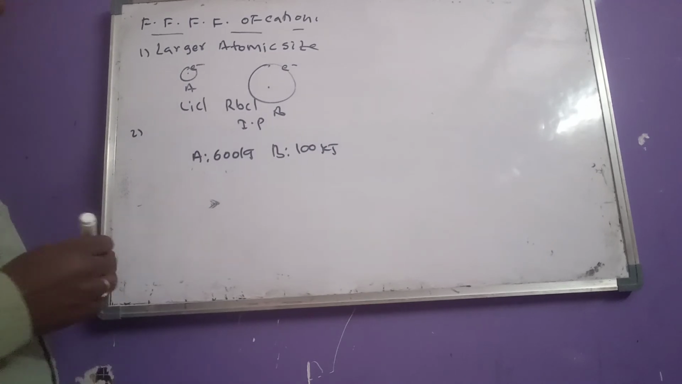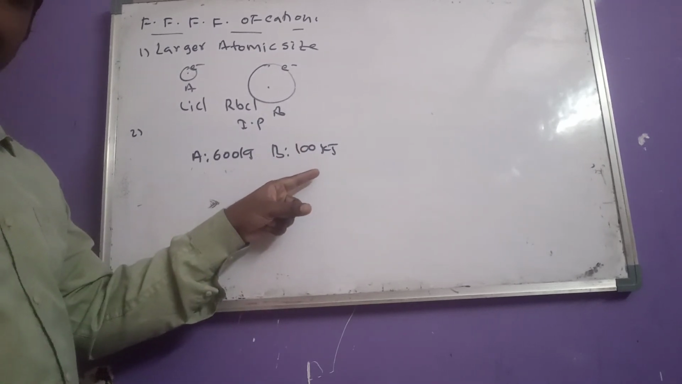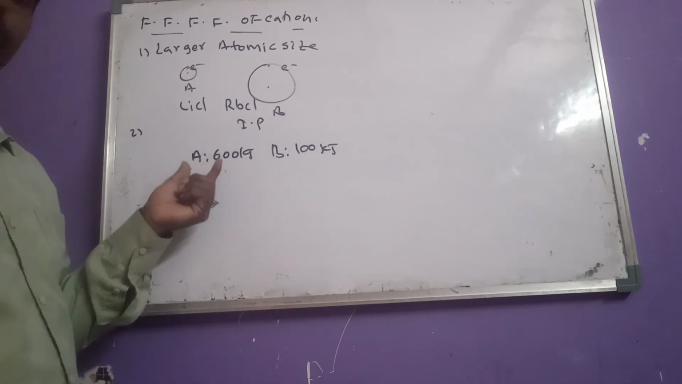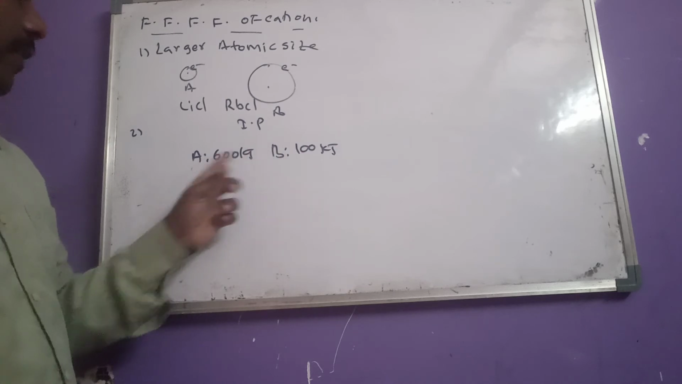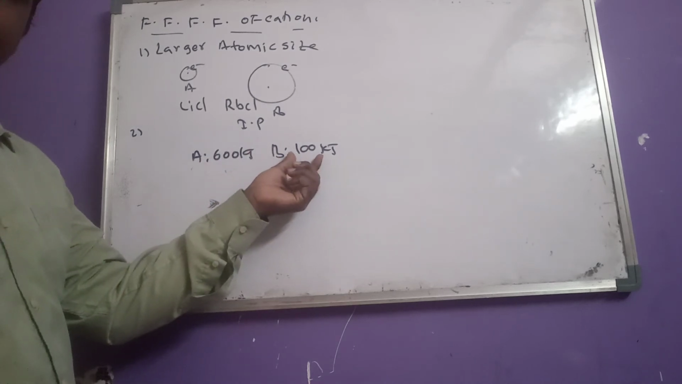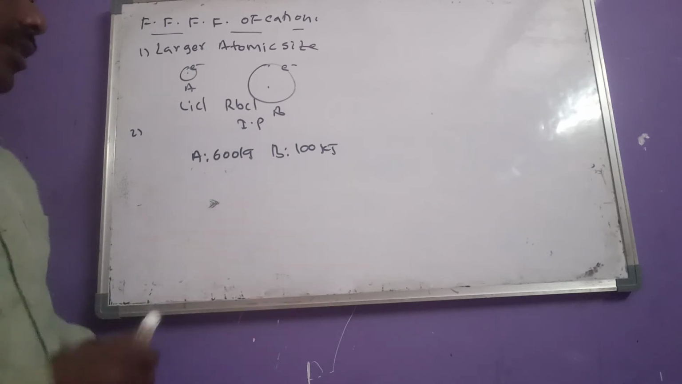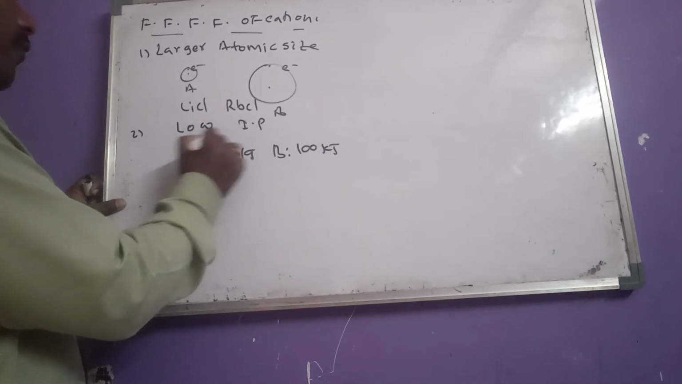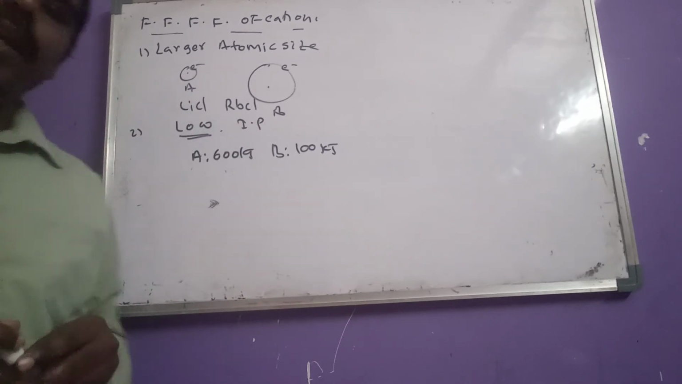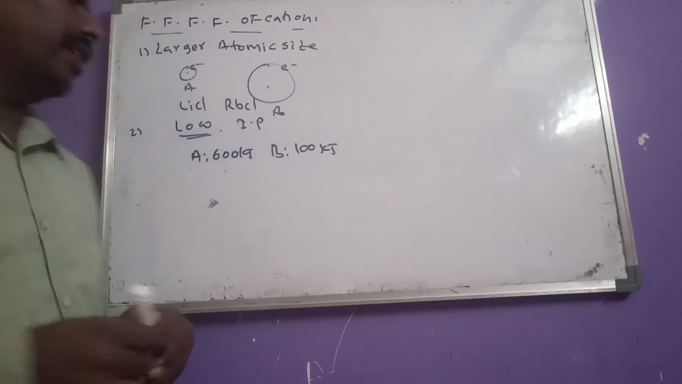So that means to remove the electron from B, just 100 kilojoule is enough. But in case of A, we need to provide 600 kilojoule. That means between these two, B easily loses an electron and readily forms the cation. So that indicates what here? The second favorable factor is low ionization potential for the formation of cation.